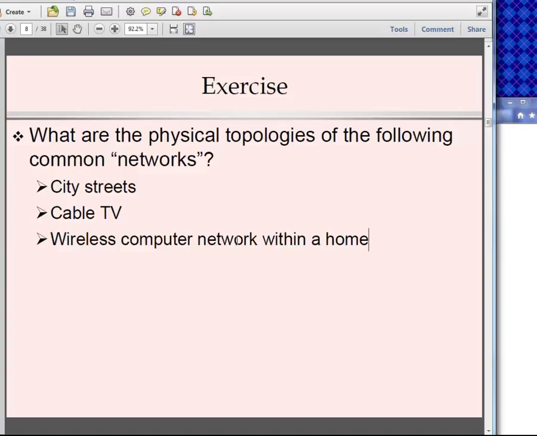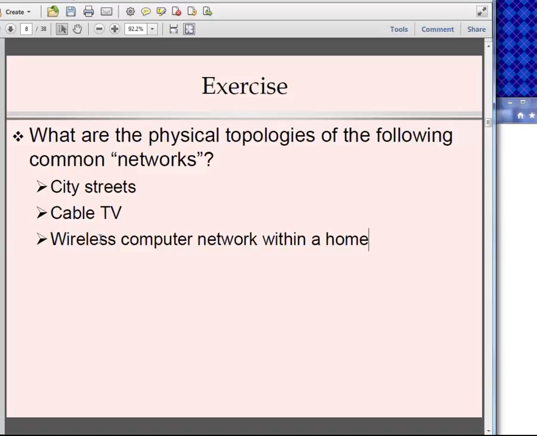Which one's used for which? Well, it depends. Wireless networks, by their very nature, are buses, whereas wired networks, usually you'll go with star because of the inherent advantages. Although sometimes, as in cable TV, star is a little too expensive, at least at the neighborhood level.